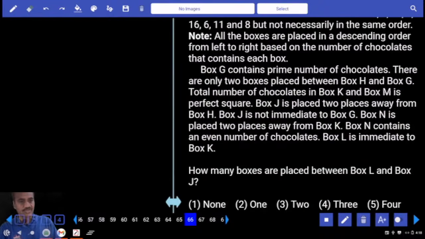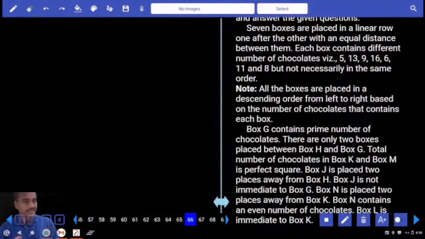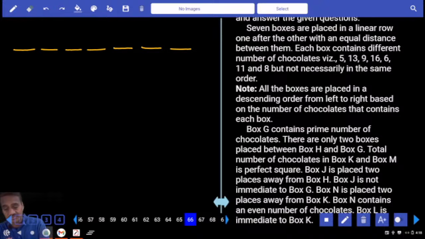Now 7 boxes are there and they are in a linear row, one after the other with an equal distance between them. 1, 2, 3, 4, 5, 6, 7. Then each box contains a different number of chocolates. What are the chocolates we have? 5, 6, 9, 13, 11, 8, 16. Now these are the numbers we have.